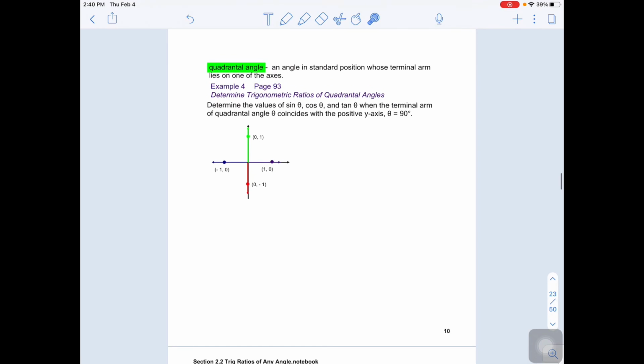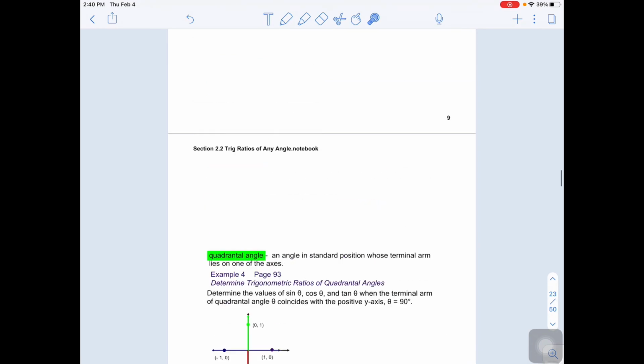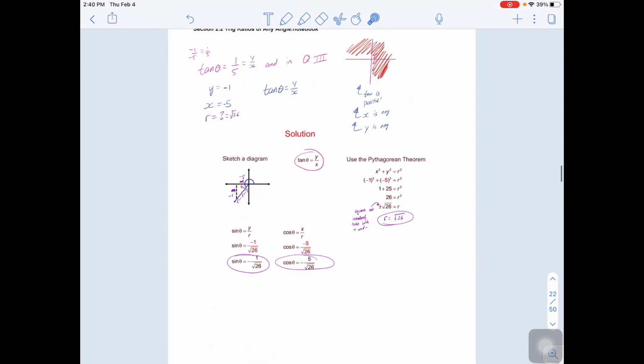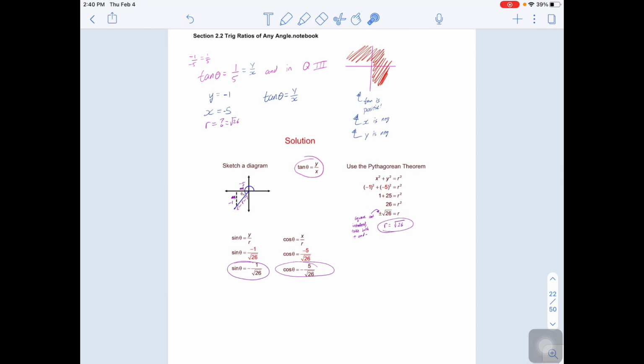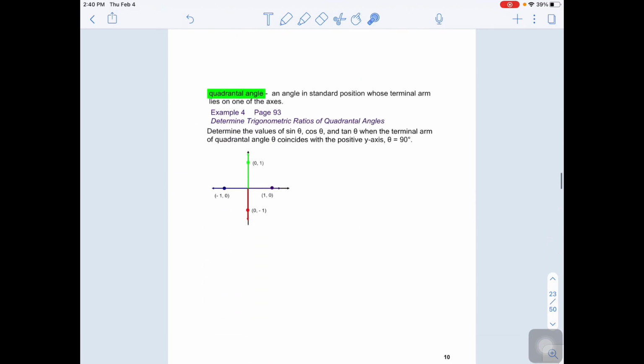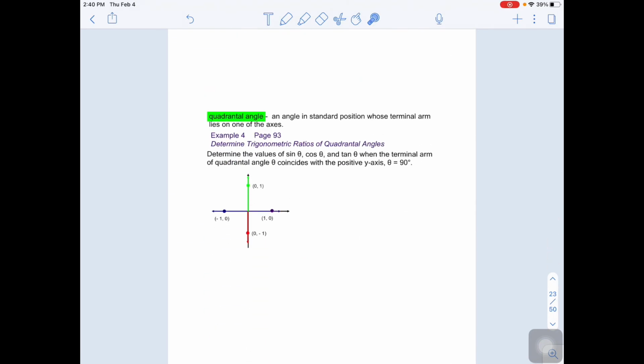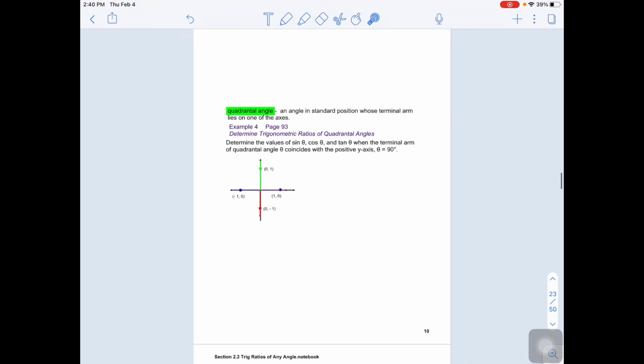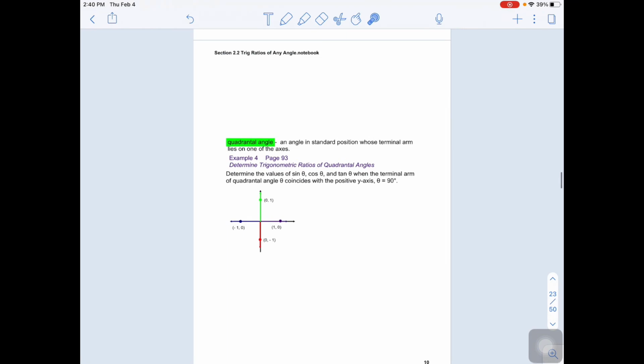So I'm going to stop the video here. Please go try out a few more questions that look like this, where you're given a ratio and the quadrant you live in and you have to find the other ratios. In the next video, I'm going to go through some quadrantal angle information and what the ratios are for these, because they are special. Okay, if you have any questions at this point, please come in and ask. Thanks.